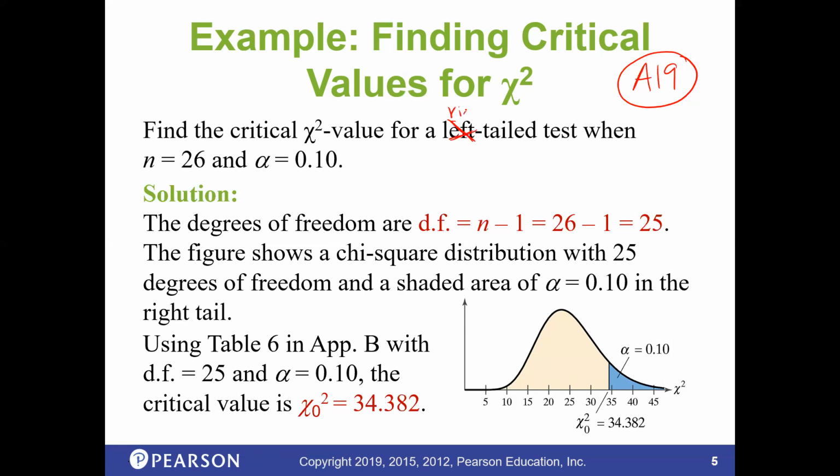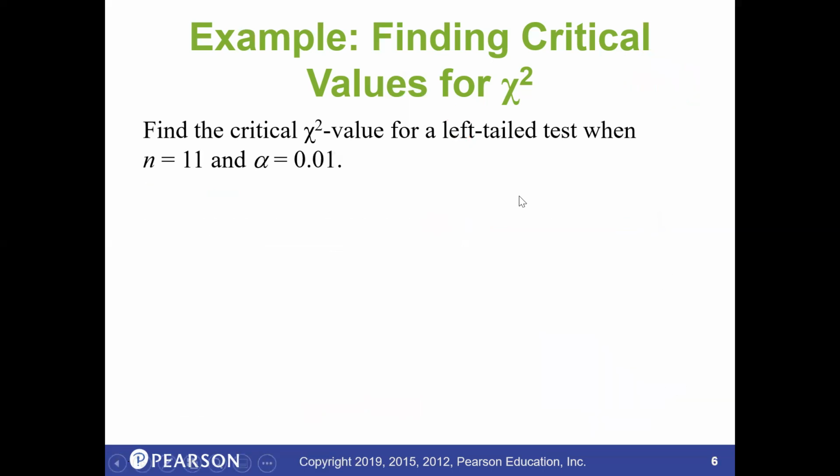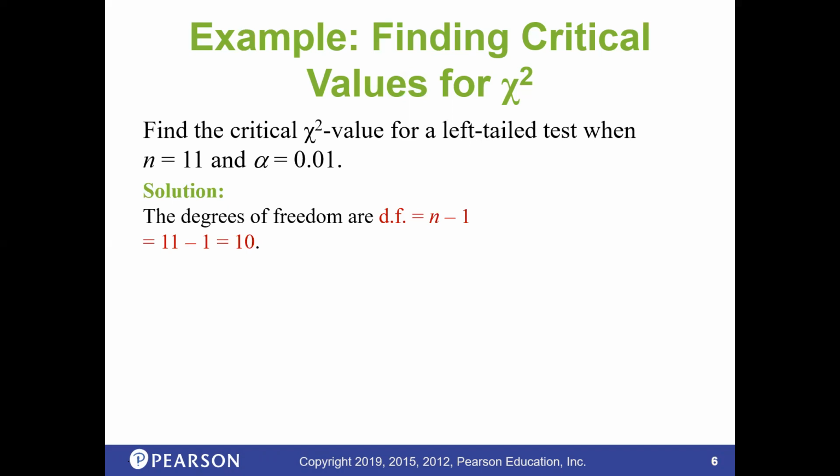So right tail, you could tell because the tail is to the right on this side. So that should be a right tail test, not a left tail test. Okay, this is a left tail test now. Left tail test, N is equal to 11, alpha is 0.01, so 99% level. Degrees of freedom would be then 10. And what are we looking for now?